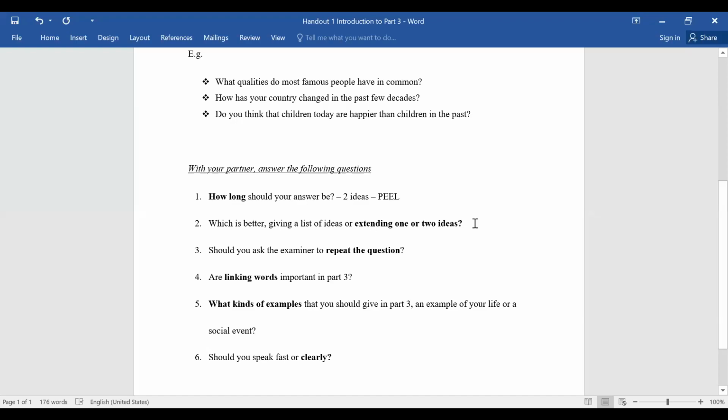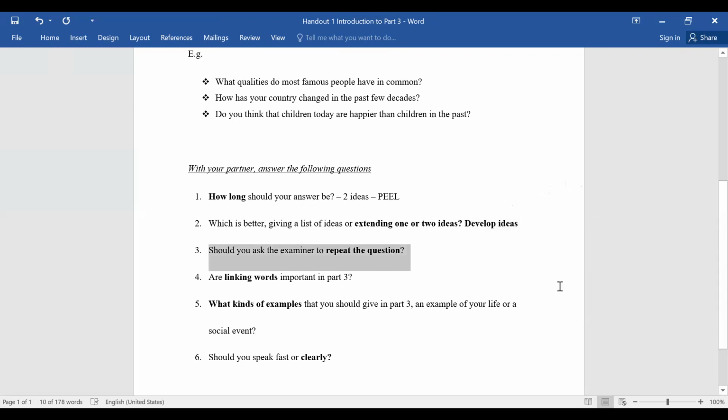Thank you, Dai. So the answer for question number 2 is that it's better to extend. Here I will say develop ideas. Don't list ideas. Instead, develop ideas. Okay, question number 3. I would like to hear from Thuang. Thuang, what do you think?